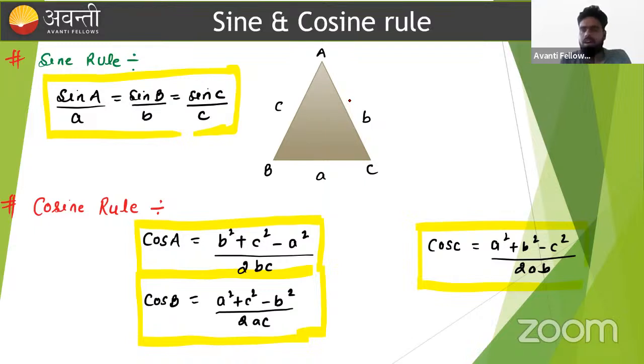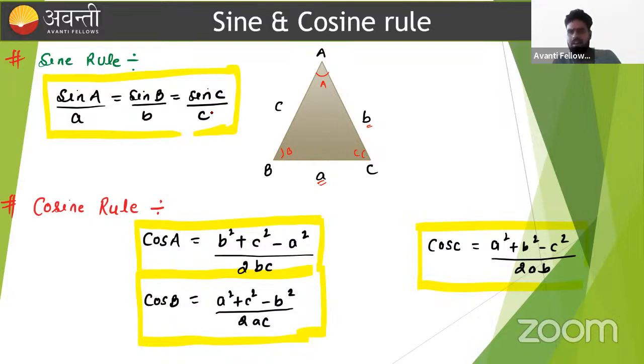If this is a triangle, and it is not a right angle triangle, it can be any type of triangle, and say this angle is angle A, this is angle B, and this is angle C. So what is the sine rule? If we call the side opposite to angle A small a, the side opposite to angle B small b, and the side opposite to angle C small c, then sin A upon a equals sin B upon b equals sin C upon c. You have to remember this formula.